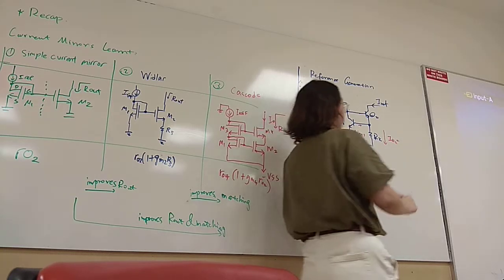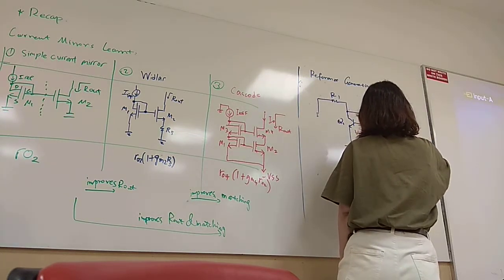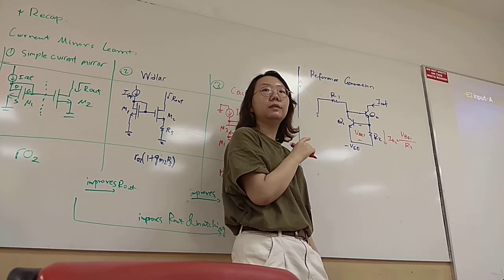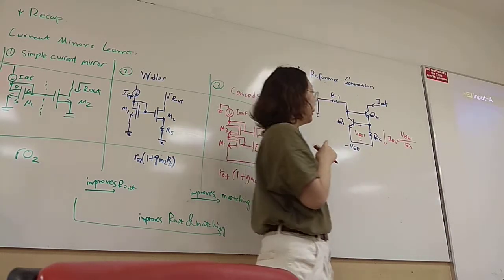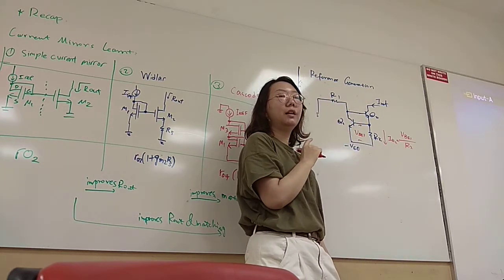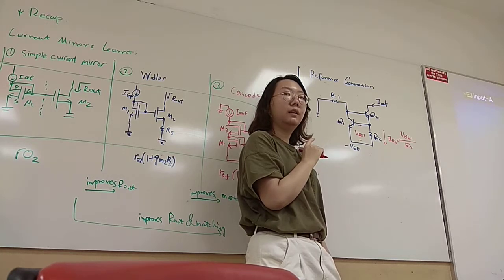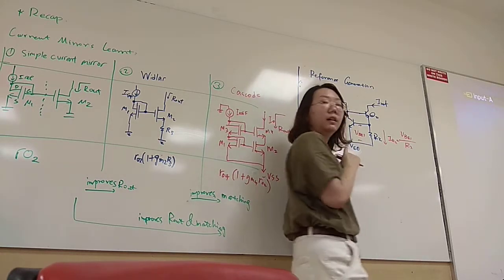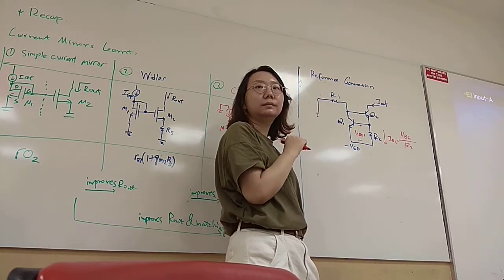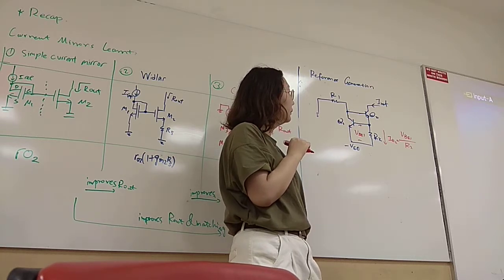VBE1 over R2. So this one is the current flowing through this R2. What's the relationship between your IR2 and IREF? IREF equals to... IREF minus IB1 equals IR2.